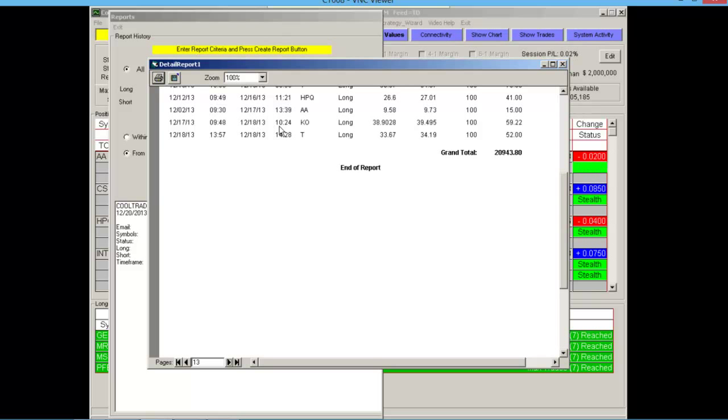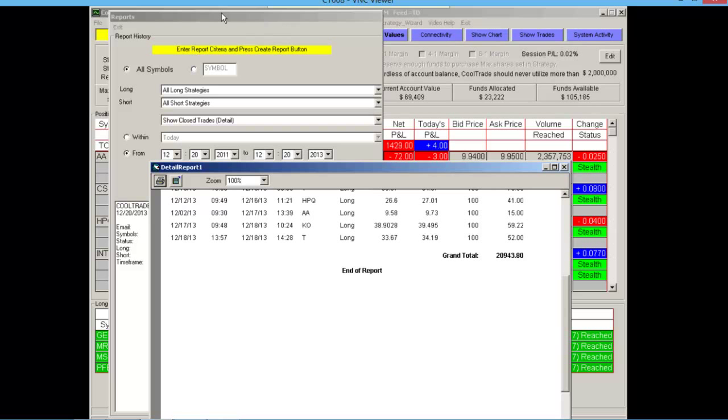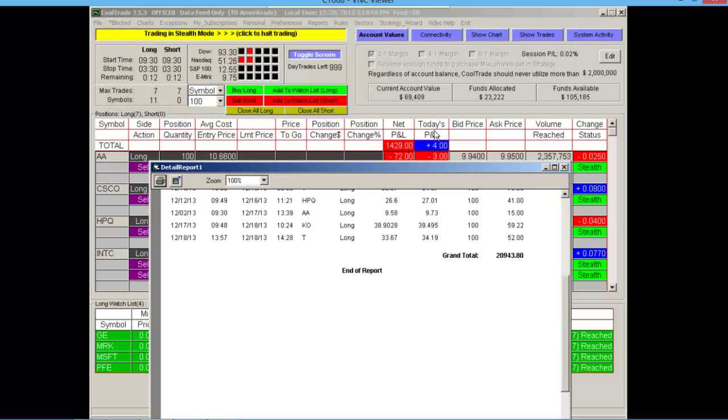There were two trades on 12/18, Coca-Cola and AT&T, for a grand total of $20,943 in gross profit. Now let's take a look at this real quick. If we look at our open positions currently, our open positions were down $1,429 on our open positions. So we would subtract the $1,430 from the $20,943, and that would give us about $19,409 in net profit. So this one has been doing really, really well.